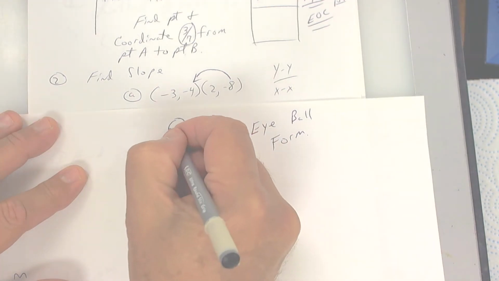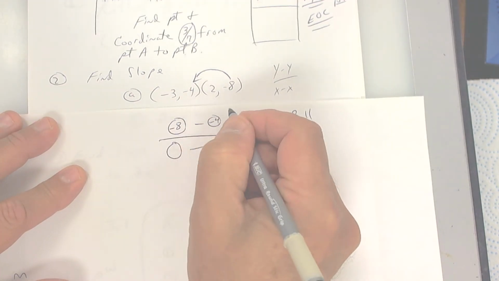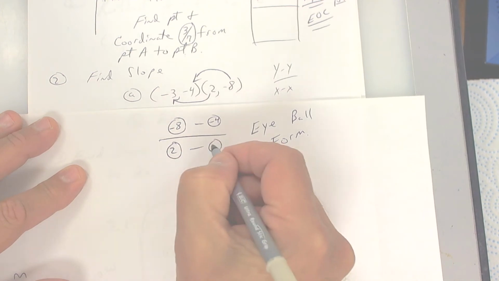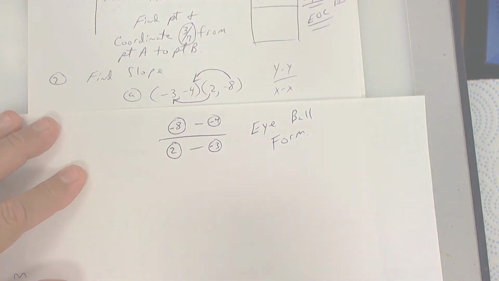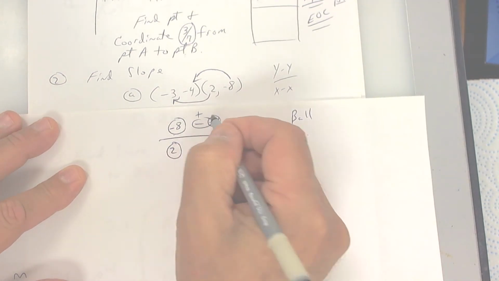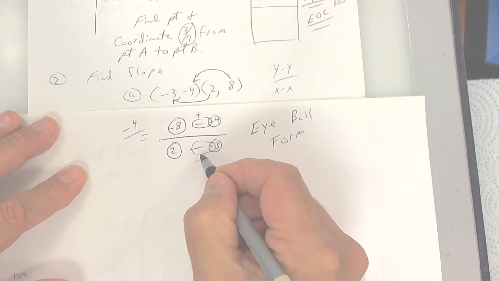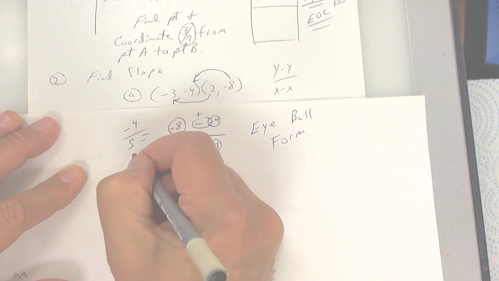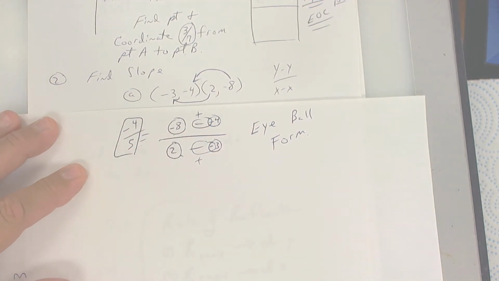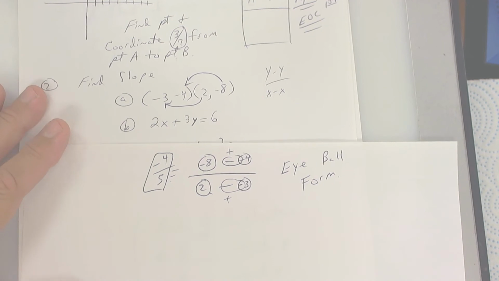So it's -8 and -4, and then 2 and -3. Eyeball formula. This becomes a plus, so that becomes a -4. This becomes a plus, and that becomes 5. There's your slope. Rise over run. All right, let's finish this up.